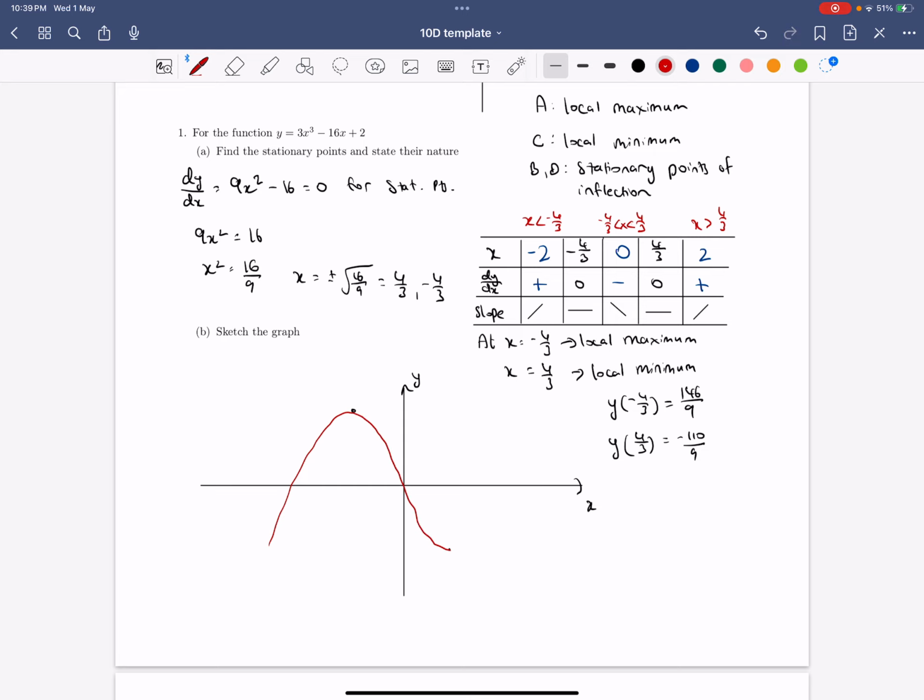Just got to be careful because you do know the y-intercept is 2 from the graph. So you got to try and incorporate that the best you can. Okay, and to label your key features here. This point over here is negative 4/3 and 146 on 9. This point over here is positive 4/3, negative 110 on 9. This point over here is 0, 2.